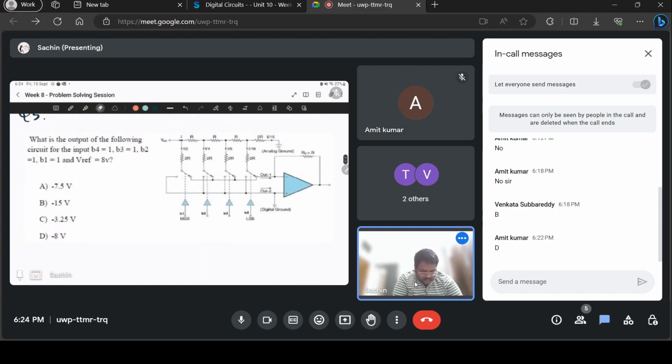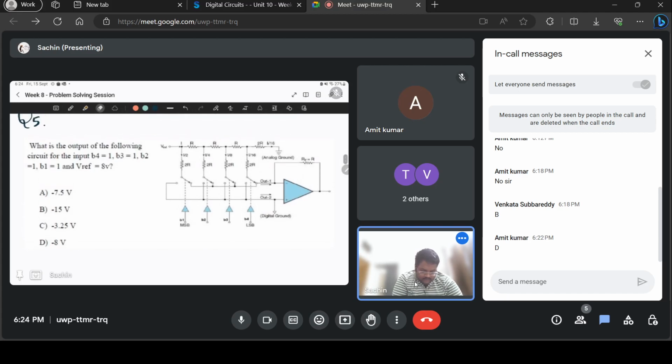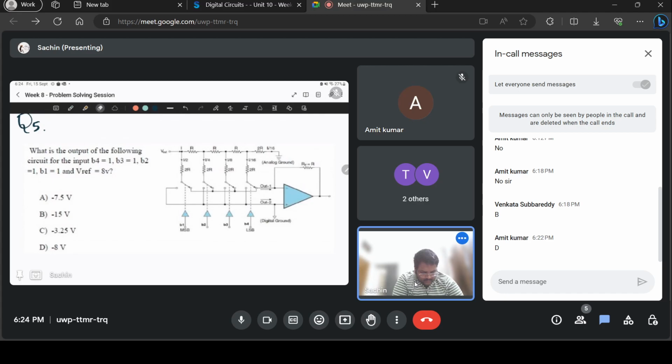Try this. It's an R2R ladder network. They have given you the voltage reference. Voltage reference is 8 volts. And there's nothing tricky here. It's just straightforward, a normal DAC. And inputs are 1 for all the bits. So it's 1 1 1 1. All the switches are connected to this output 1. None of them are connected to ground.